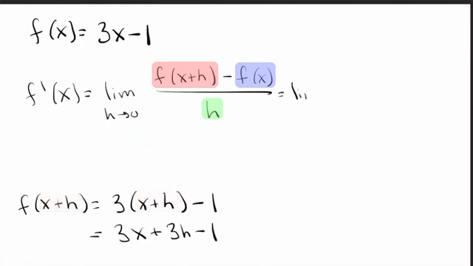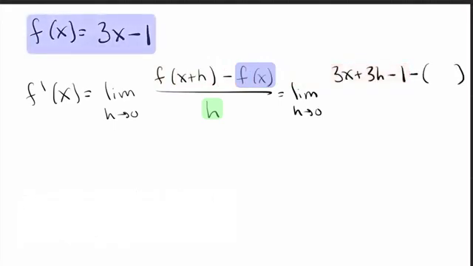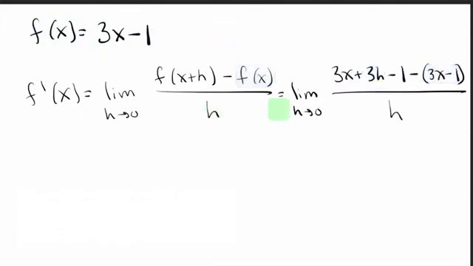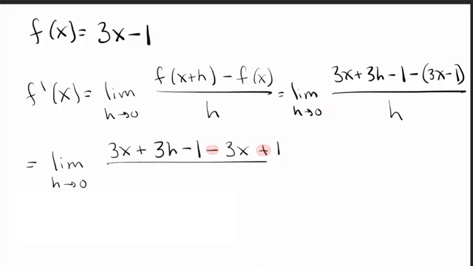Let's go up here and plug that in. That becomes 3x plus 3h minus 1 minus f of x. What is f of x? It's 3x minus 1. And our h on the bottom just stays h. The next step is really just to simplify this, to clean it up. We've got some like terms on the top. The first thing I'm going to do is distribute the negative in front of the parentheses. That gives me negative 3x and positive 1.